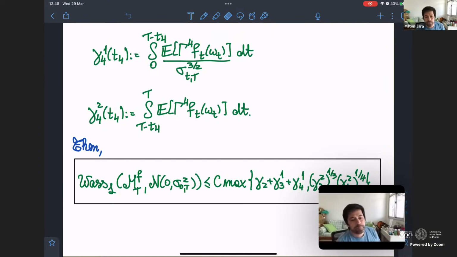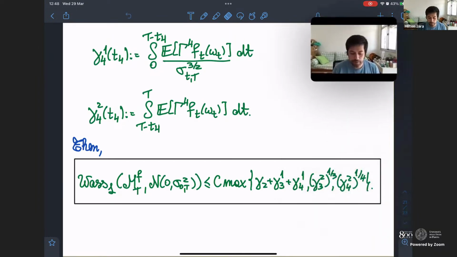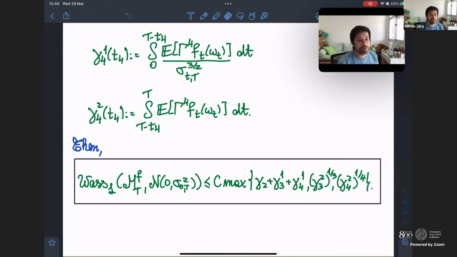And then we have a theorem. The theorem is that the Wasserstein 1 distance, the Kantorovich distance, between the law of the martingale at the final time and a Gaussian random variable of what you think is the right variance is smaller than this number there. Okay, so it's a number.